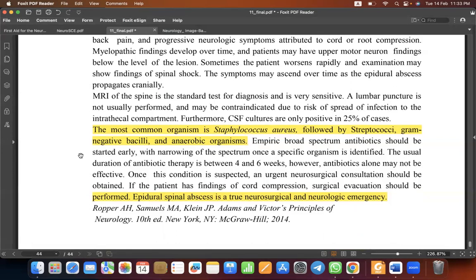We should also do a neurosurgical consultation, because as there is evidence of cord compression, surgical evacuation should be done. Epidural spinal abscess is a true neurosurgical emergency. It's a neurosurgical emergency, right? We should treat the patient by involving neurosurgery and neuromedicine. So that's it from this session.